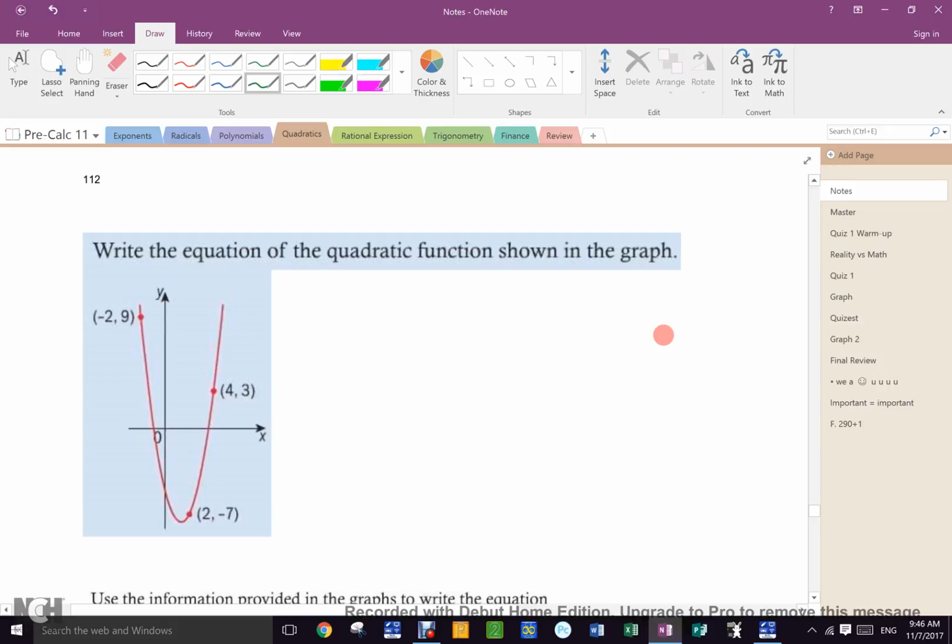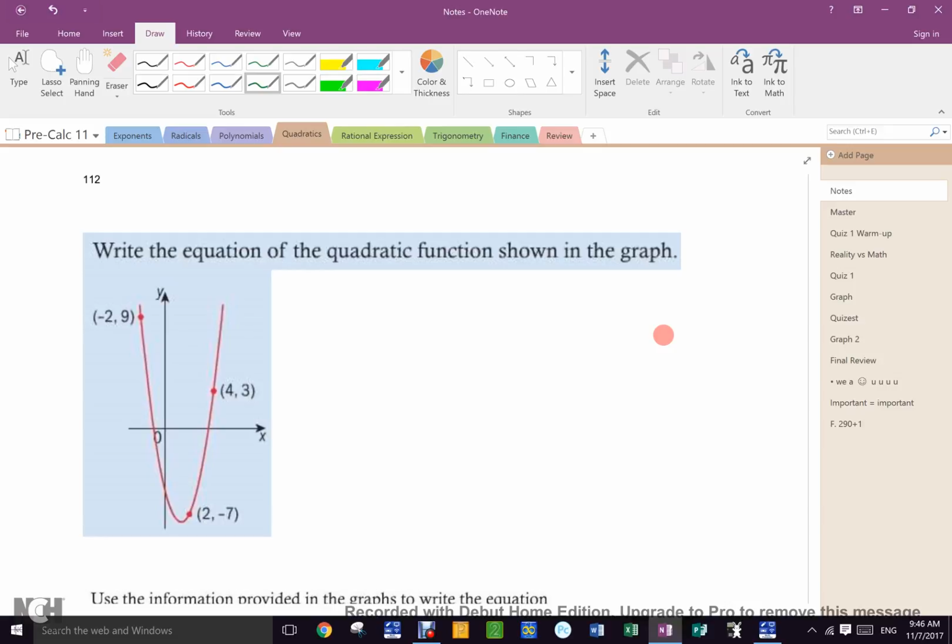Do I have a vertex? No, I don't. So is vertex form going to help me right now? No, it's out the window. Do I have the roots? No. So is the factored form going to help me? No, it's out the window.